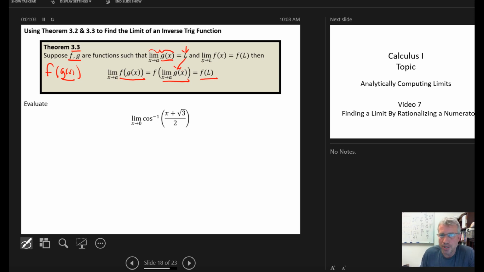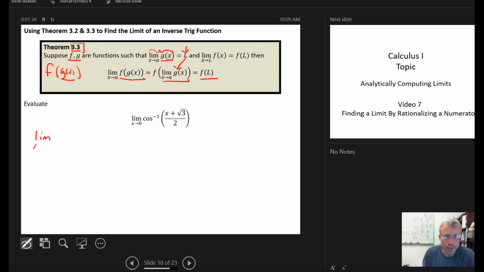So how this plays out in practice, let's suppose we have a limit. This is a function composition because we have an inverse cosine function, and inside of it is the linear function x plus the square root of 3 over 2. So we have a linear function being input into the inverse cosine function. I have a function composition, so I want to try to apply Theorem 3.3 to find the limit. So step 1, rewrite the function.